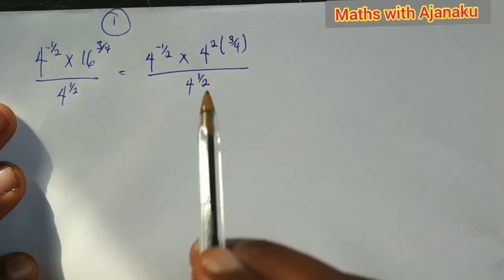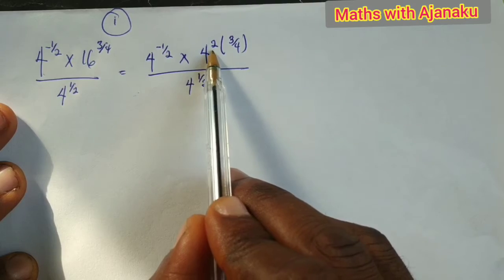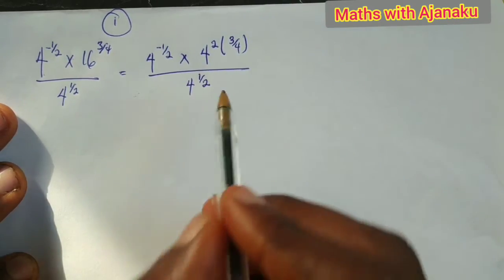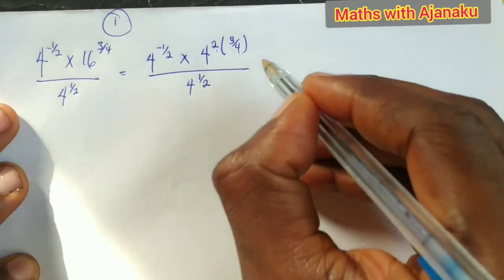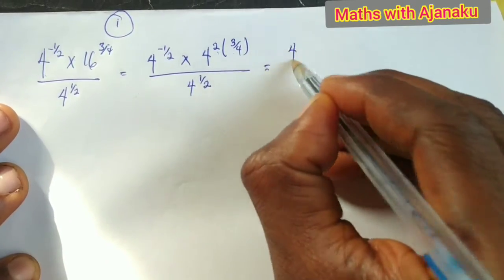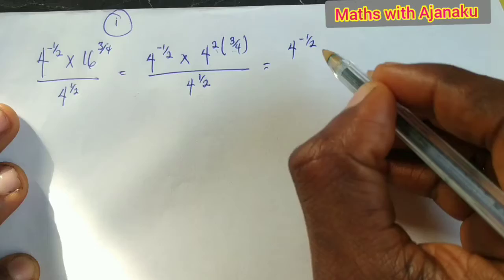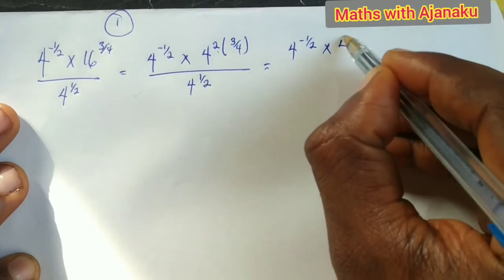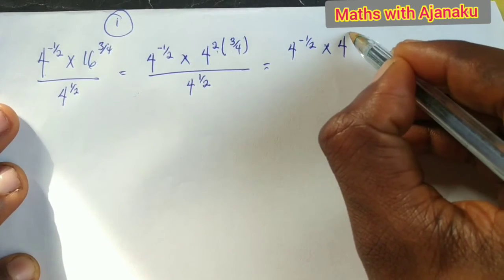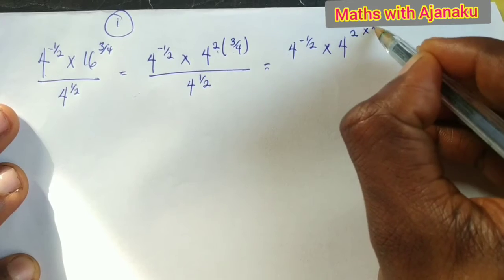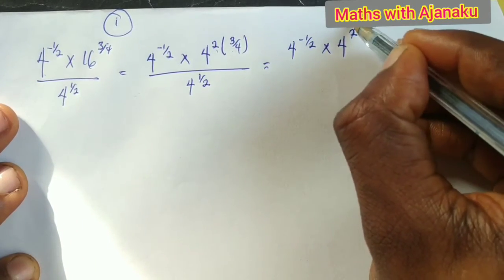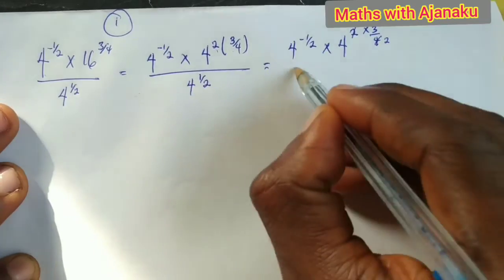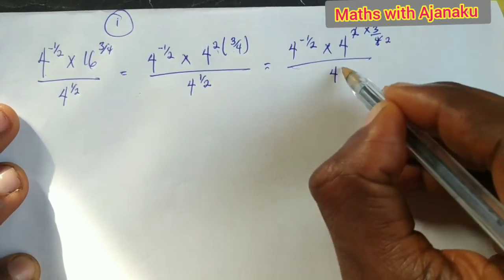Now, if you check the fifth law there, where you have two powers multiplying together, now you can multiply these powers together. So, by so doing, this becomes 4 to the power half minus half times 4 to the power 2 times 3 over 4, where this cancels this out to give me 2, all to the power 4 over 2.